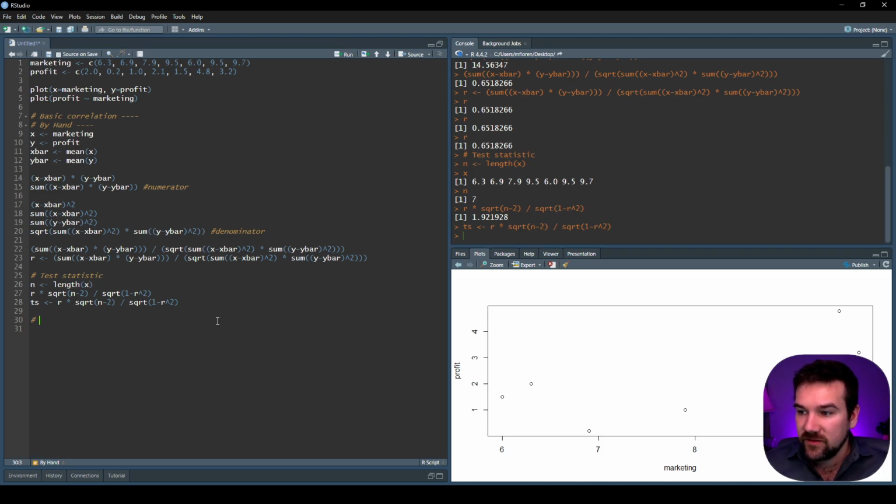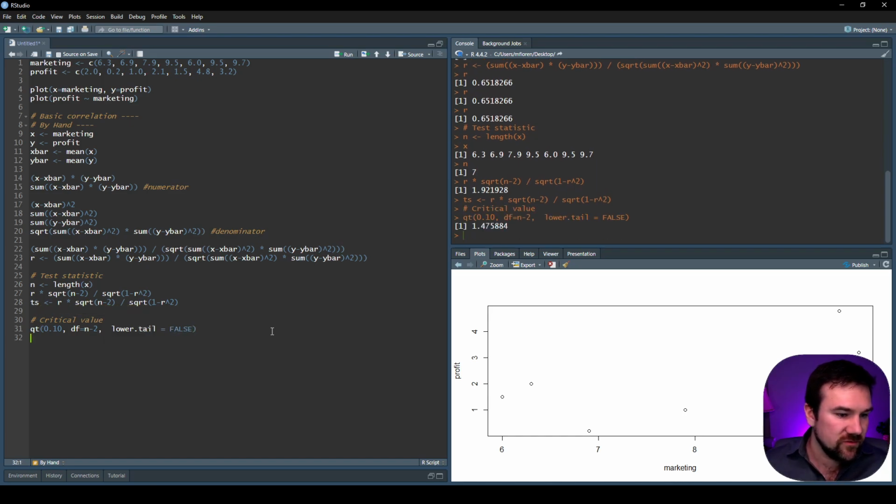So we can go on and find this if we want to. For the critical value, my degrees of freedom is n minus 2. So I'm going to just type in my alpha and degrees of freedom. Alpha is 0.10 in this case. If I were doing a two-tailed test, I would do 0.10 over 2. In this case, I think we did a one-tailed test looking for a positive relationship between these things. The degrees of freedom is just n minus 2, the sample size minus 2, or 5. And then because we're looking for a positive direction, we do lower tail equals false. So this is my cutoff for my critical value.